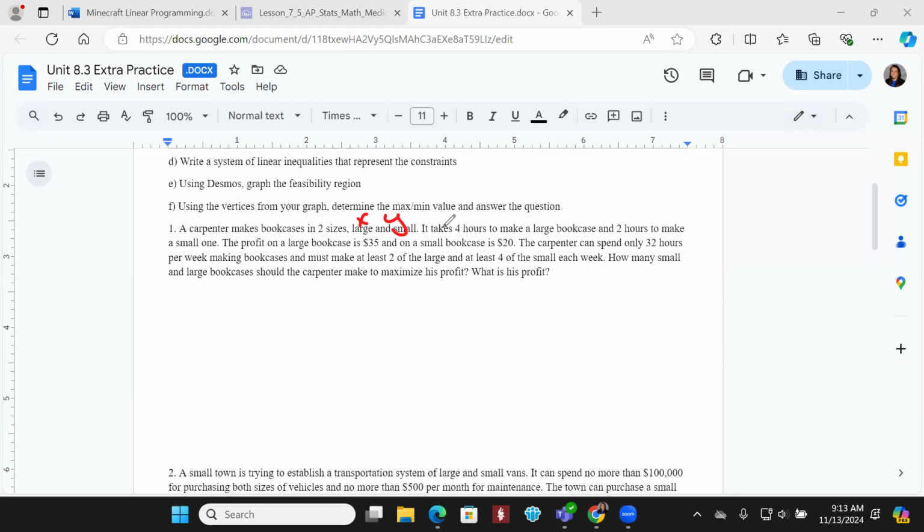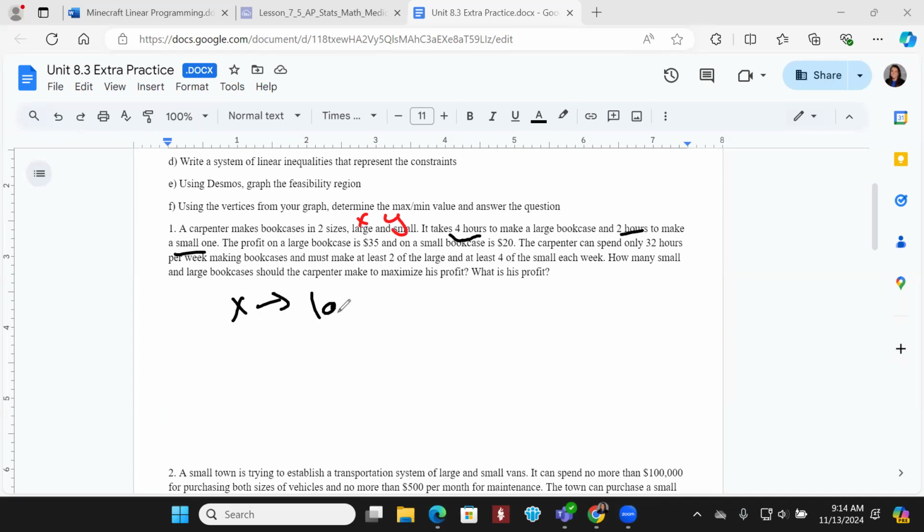It takes 4 hours to make a large bookcase and 2 hours to make a small one. The profit of the large bookcase is $35, and one small bookcase is $20. The carpenter can spend only 32 hours per week making bookcases and must make at least 2 of the large and at least 4 of the small each week. How many small and large bookcases should the carpenter make to maximize his profit?